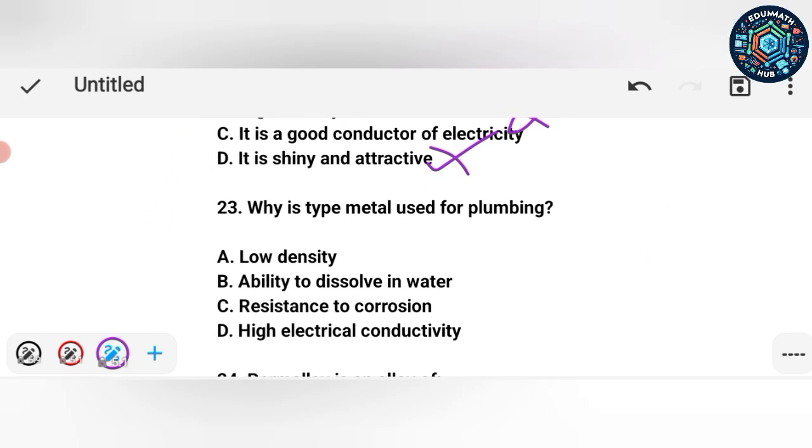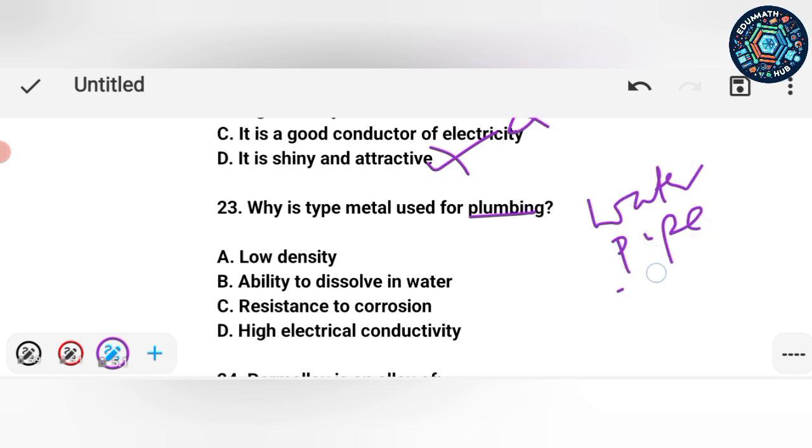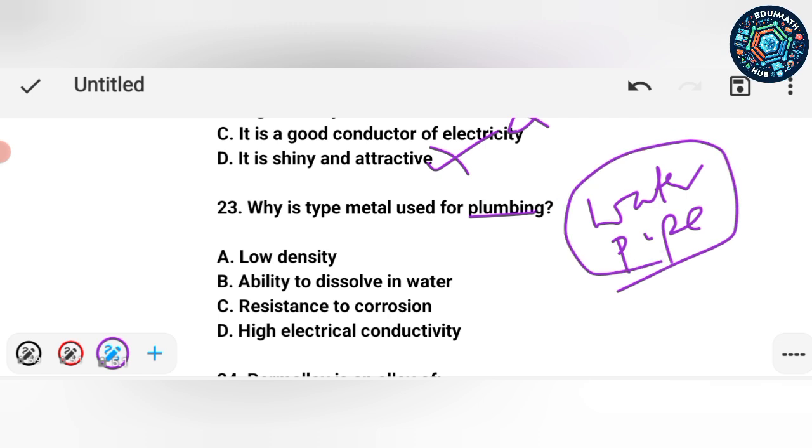Now, when you're talking about plumbing, you're talking about pipes. And when you're talking about pipes, you're talking about water. So these two factors must be considered. Now, why should pipes be of low density? Pipes should not be of low density, because materials of low density can be easily destroyed. So this property is not actually useful in terms of plumbing.